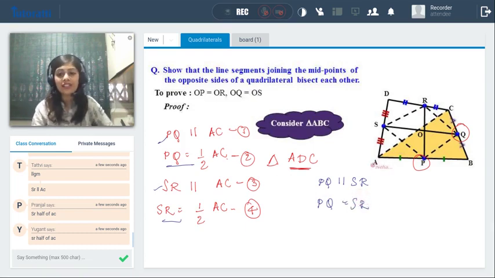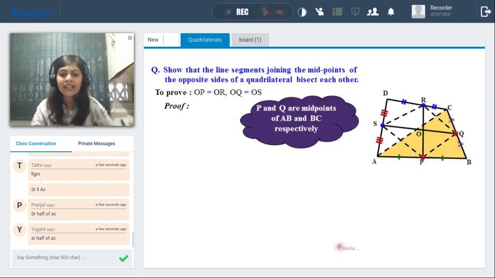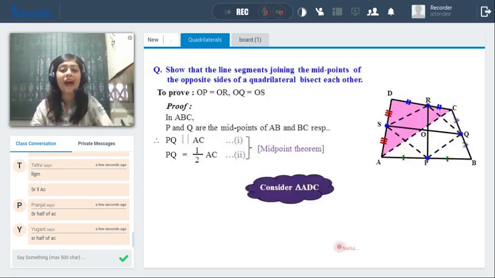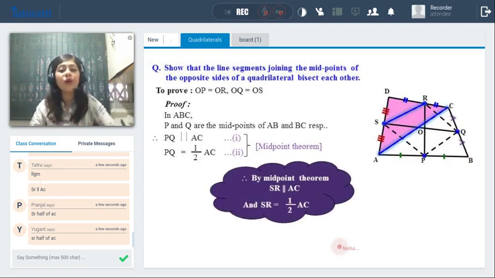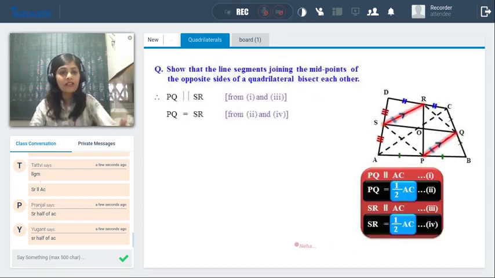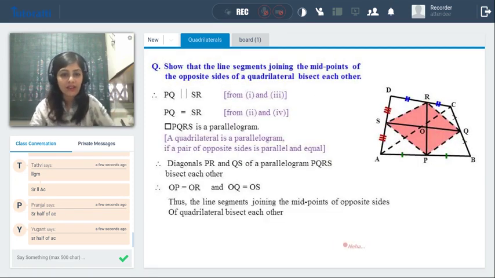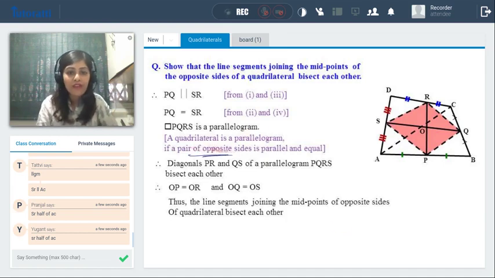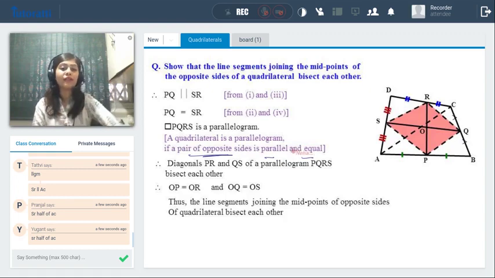Now, students, pay attention. In quadrilateral PQSR, what do I have? One pair of opposite sides are parallel and one pair of opposite sides are equal to each other. So that's it. Our work is done, right? If a pair of opposite sides are parallel and equal to each other, we already know by definition it becomes a parallelogram. So this is what we have done. We have done all of this, and what do we know? If a pair of opposite sides is parallel and equal, it becomes a parallelogram.